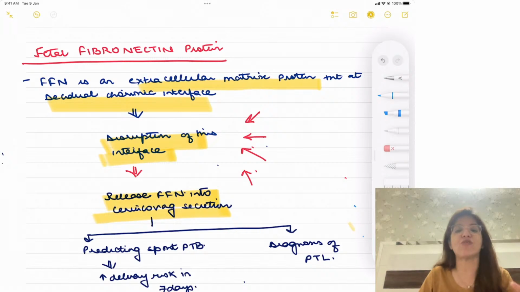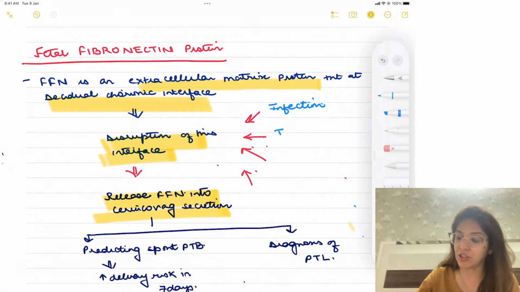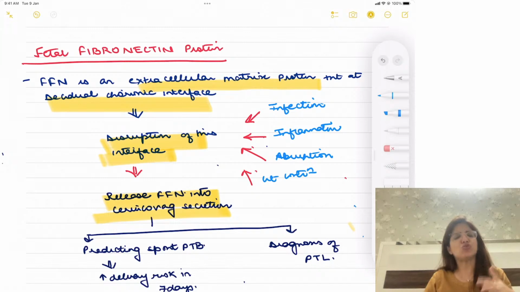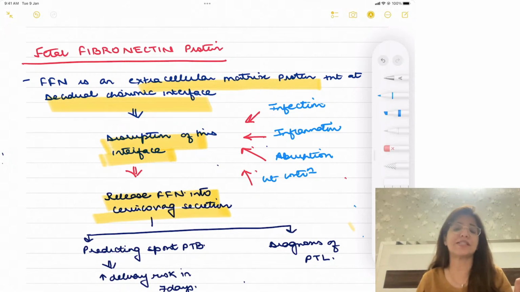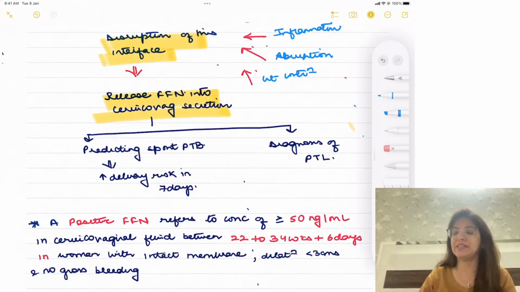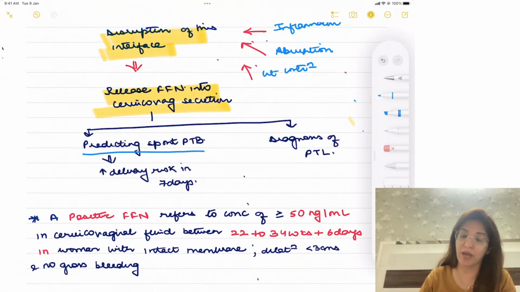And whenever this interface is disrupted due to any reason, and that reason could be infection, right? It could be inflammation, that could be due to abruption, or that could be due to uterine contraction. So due to any reason, if this interface is disrupted, it is going to result in fetal fibronectin protein coming inside the cervicovaginal secretions. Please remember that fetal fibronectin protein can help in predicting preterm birth as well.